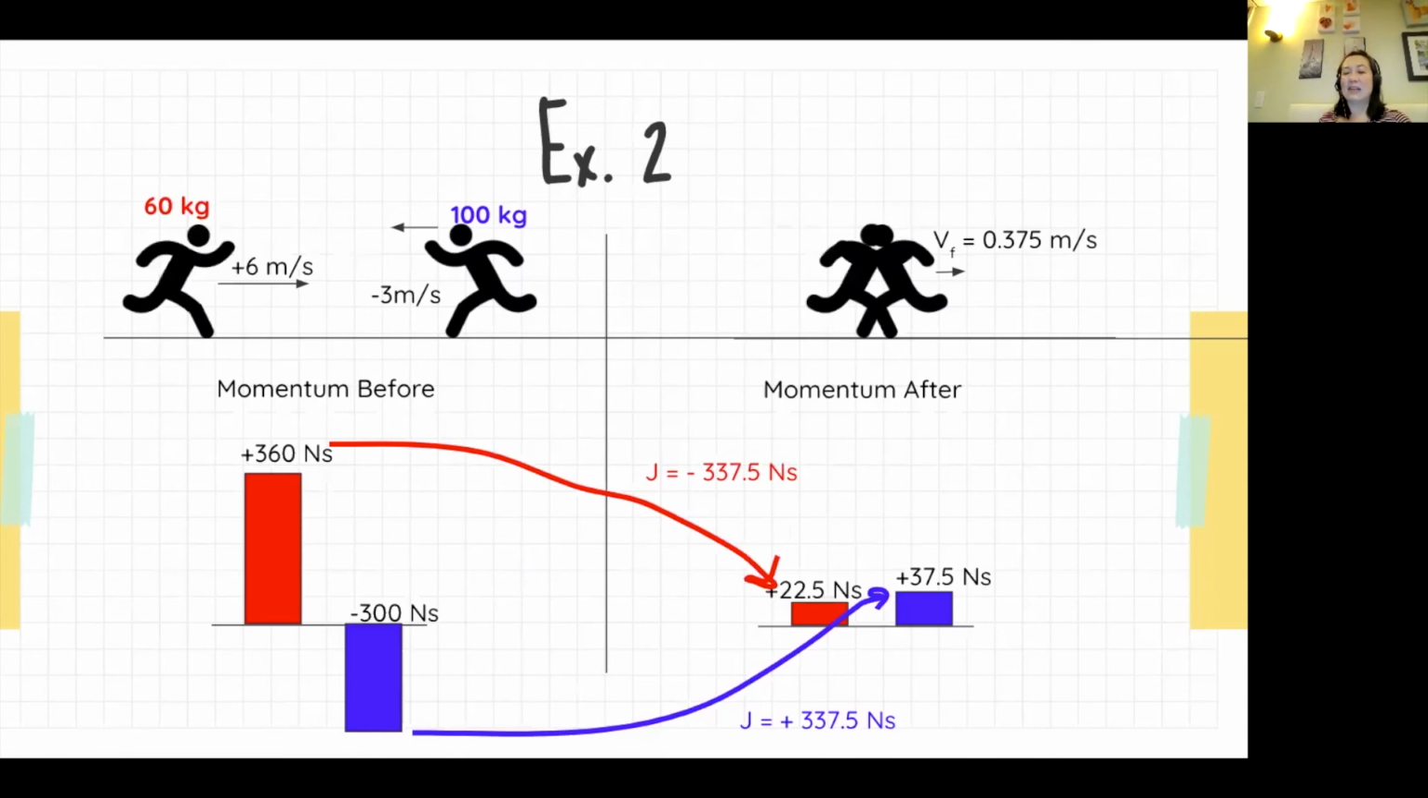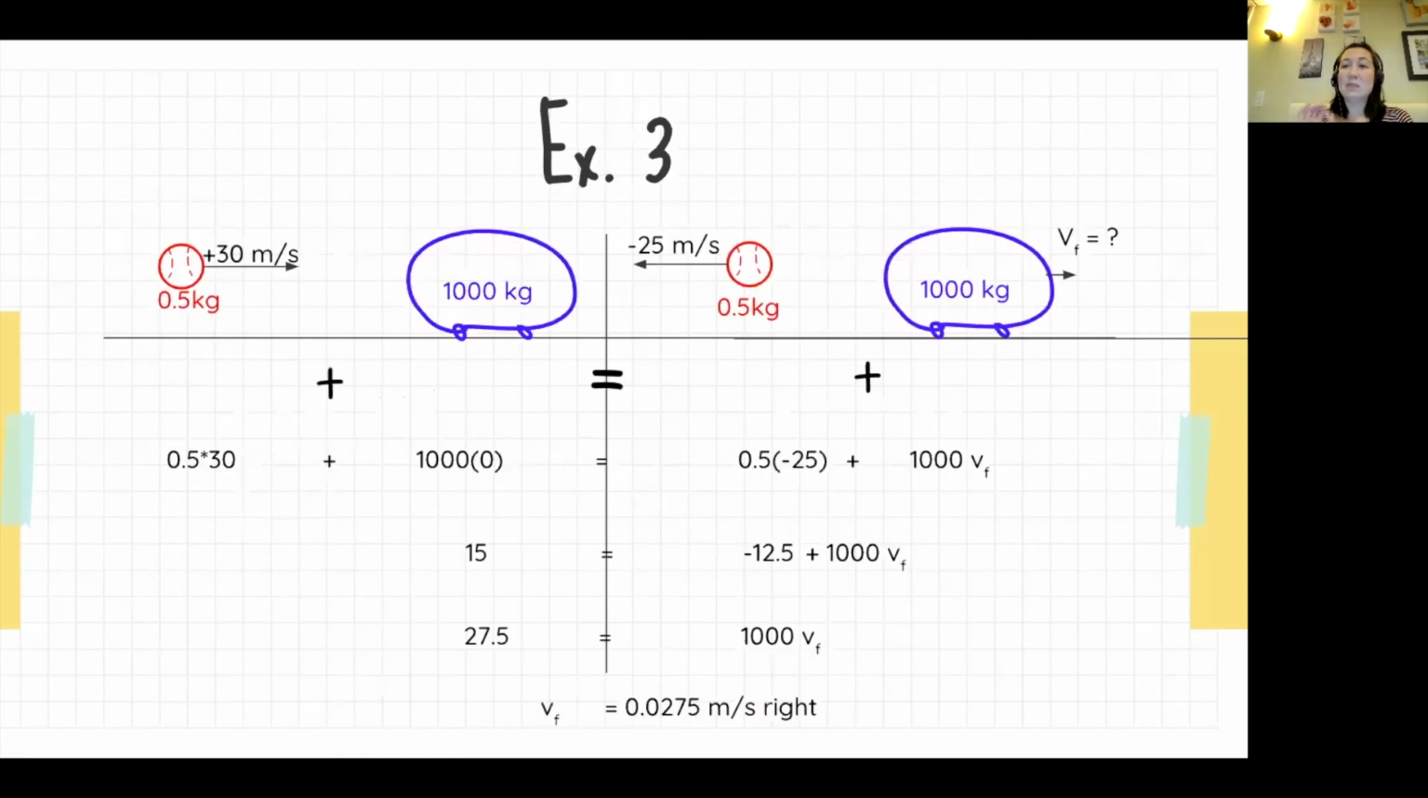So if I look at these two together, you'll notice that the impulse for red is negative because it lost momentum. The impulse for blue is positive because it gained momentum. But overall, the total amount of momentum stays the same. So one last example, and an example you don't want to do. Let's say I take a 0.5 kilogram ball and I throw it at 30 meters per second at a car, which by the way is super fast, like above 70 miles an hour. Okay? So I throw the ball at the car and it bounces right back at me at negative 25 meters per second, which is about 65 miles an hour.